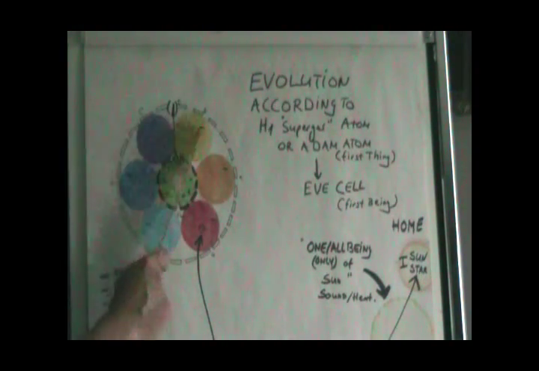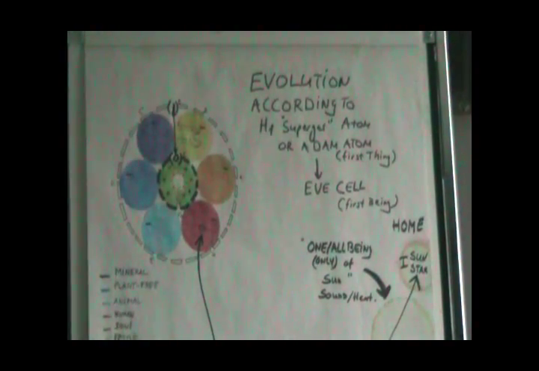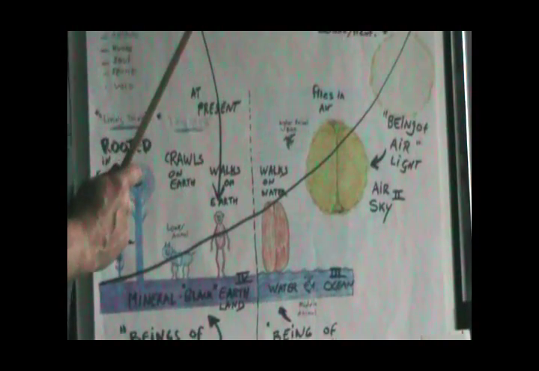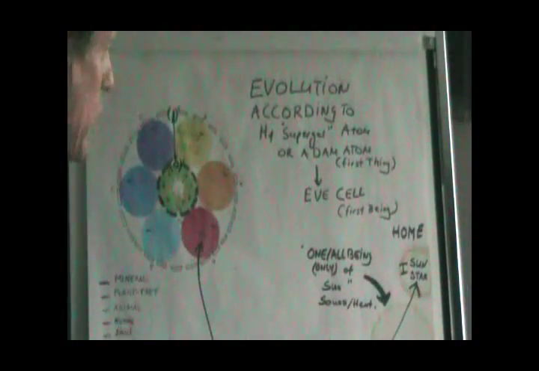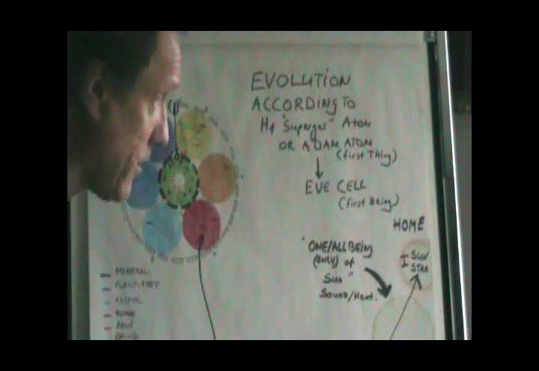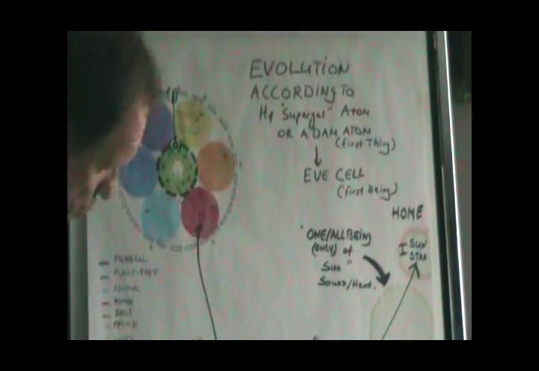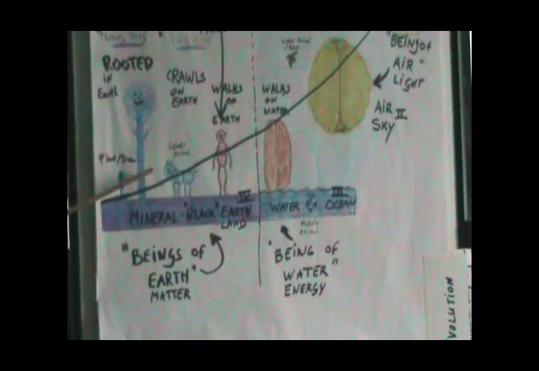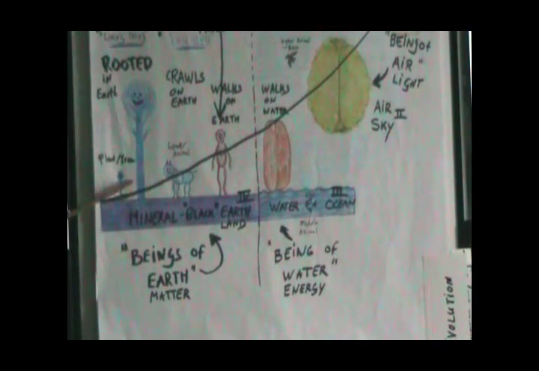You can see all the colors here again, and I put the evolution in the colors as they are. Now this is the evolution according to the H1 supergas atom, creating the cell in its image, or the first being, and this is how it works. The cell creates first a living thing, because plants and trees are not beings, they're living things. They are rooted in the earth, they can't move. Then the roots come out and becomes the animal.